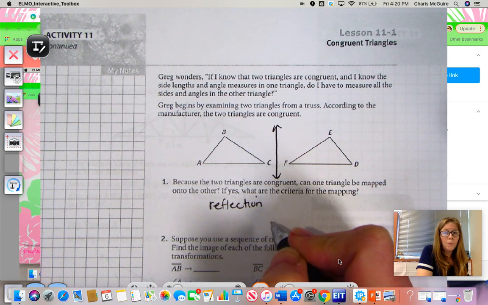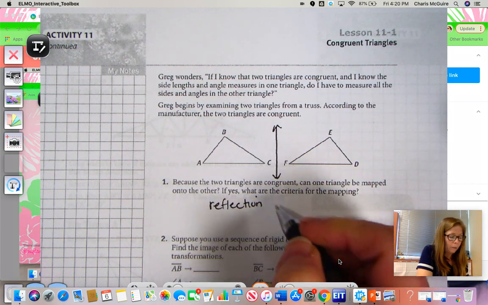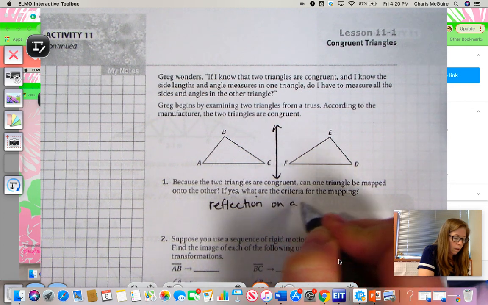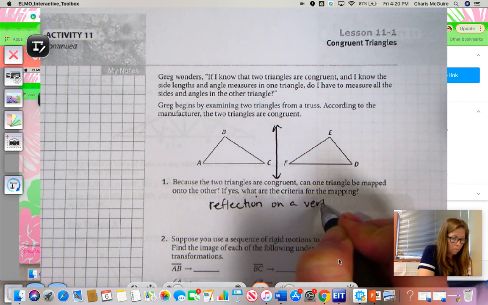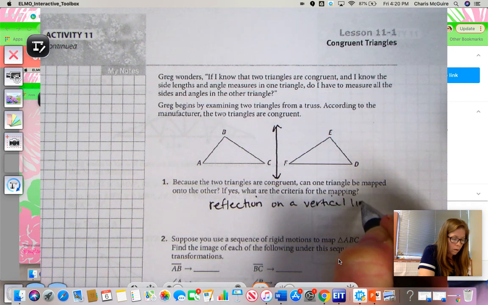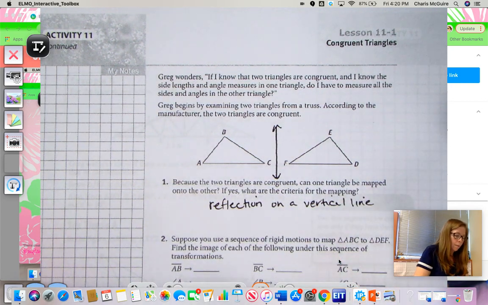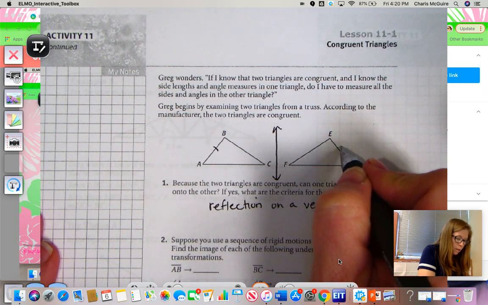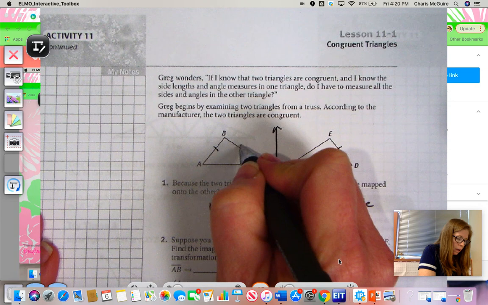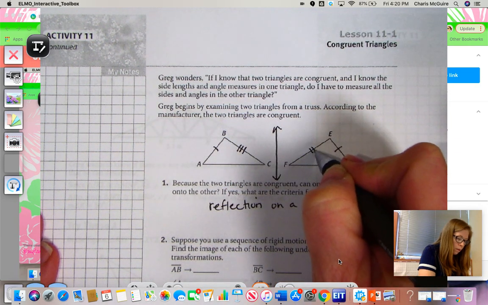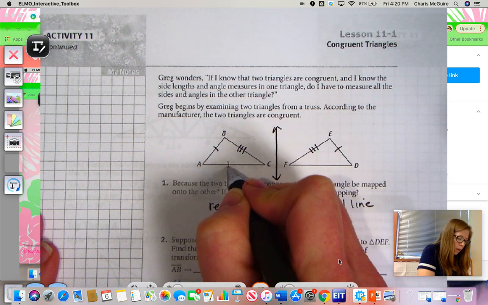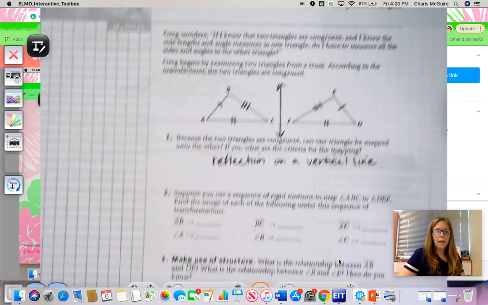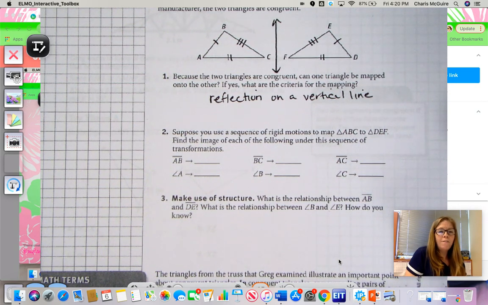And it's not really the y-axis because we don't have a coordinate plane, but we could say a reflection on a vertical line. Right, and let's go ahead and put those tick marks. I'm going to do it on the sides. So I can tell that AB corresponds and is congruent to ED, and BC corresponds and is congruent to FE, and AC to FD.